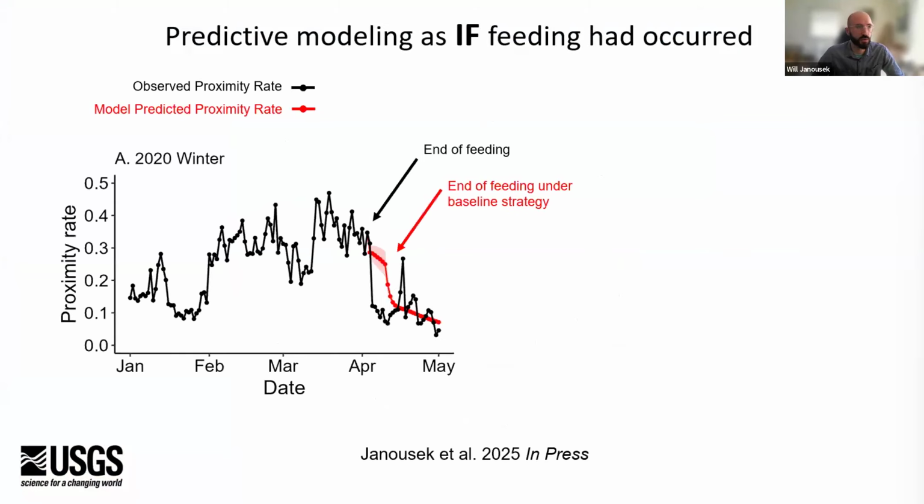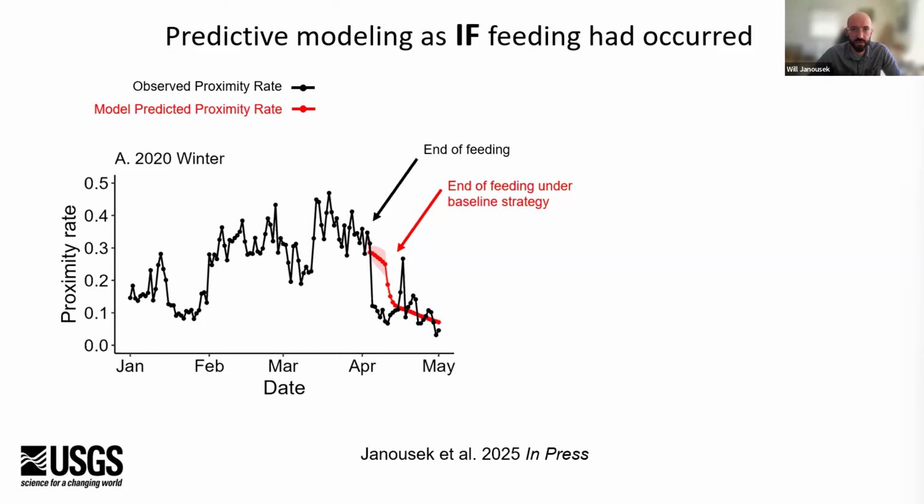So first I'll show you 2020. The black lines represent what we observed from the GPS collar data, the observed proximity rate, the observed aggregation. And then the red line there is our predictions from our models that predicts what the feeding would have resulted in had it occurred in that 1 week of reduced feeding. The arrows point to where the real end of feeding in black occurred, and then where the hypothetical feeding ending would have occurred under the baseline strategy.